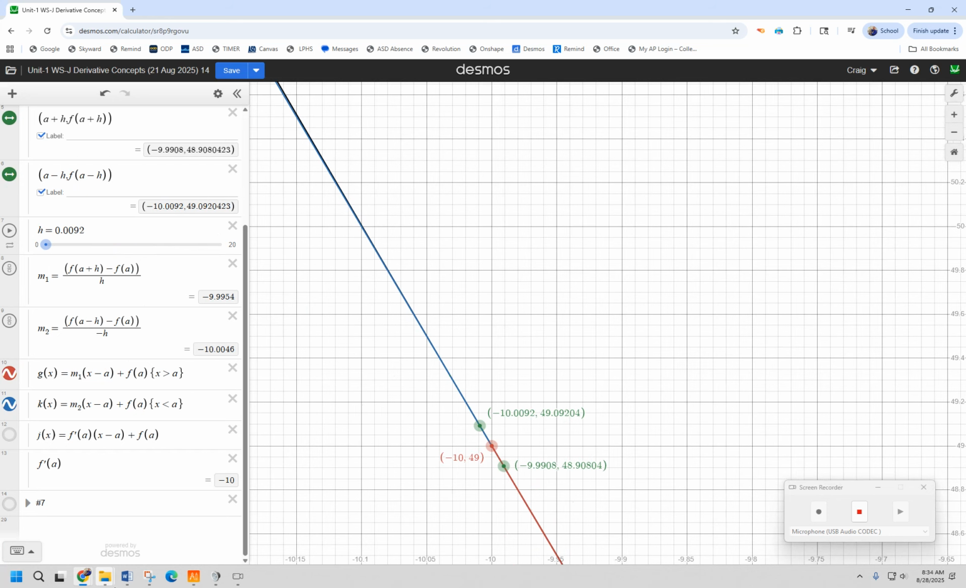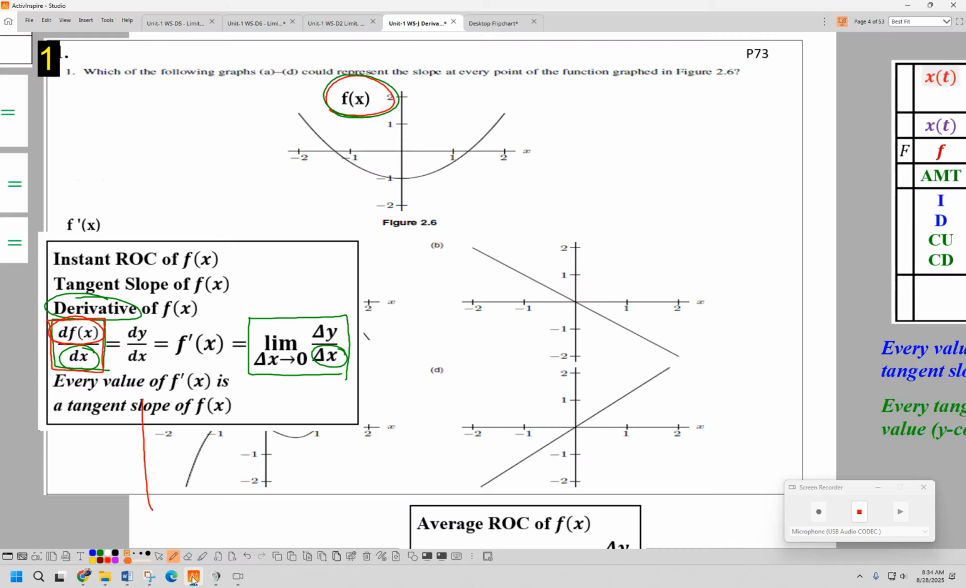So back to here. That's all we're doing. That's all this symbol means. One second, Conrad. Change in y divided by change in x on an infinitesimal level. This symbol means the exact same thing. Go ahead, Conrad, please.